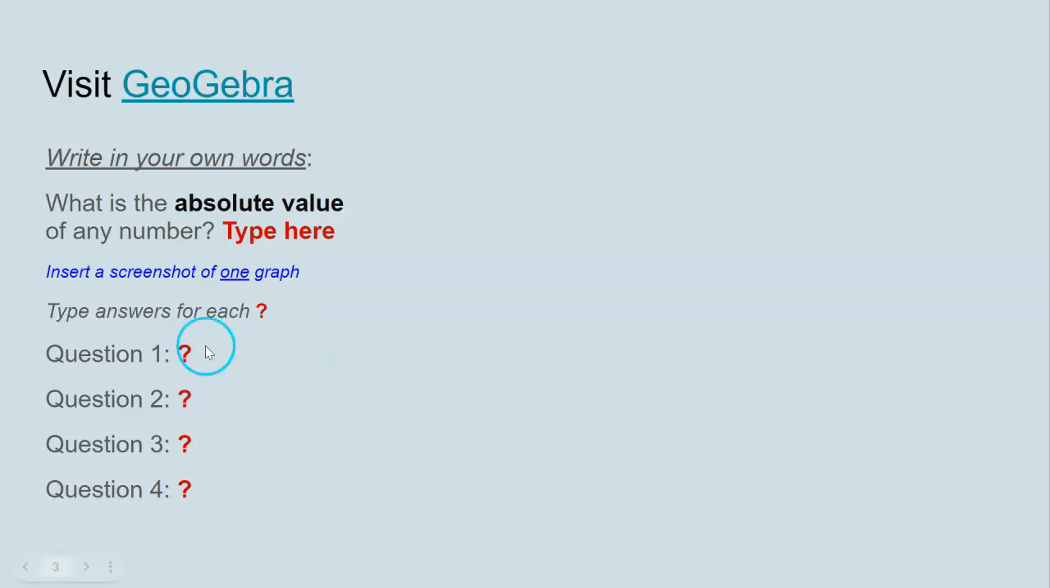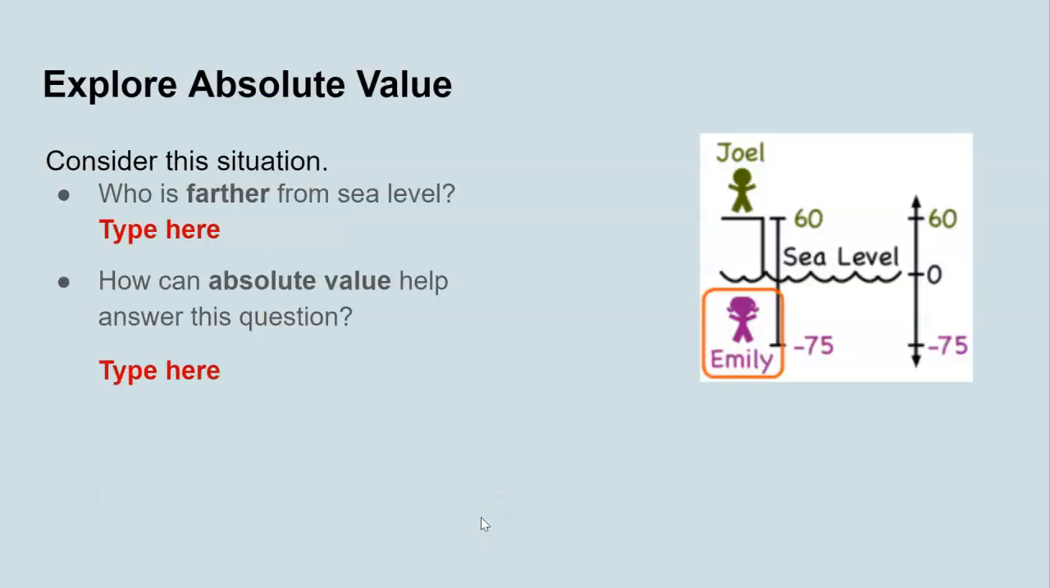And then after they've done this one, they've answered these questions, you do insert one screenshot of just one of the graphs here. They're going to answer this question, what is this situation, and how could absolute value help you answer this question? Like, which of these people, Joel or Emily, is further from sea level, and how can absolute value help?